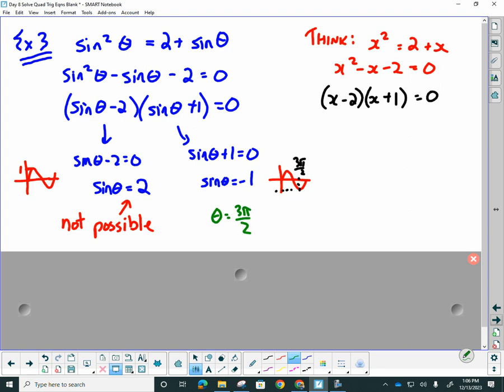So I didn't have to do much more in this because the numbers were either not possible or very simple. And so my solution set, there's only one possible answer to make this one true. 3 pi over 2. And in general, 3 pi over 2 plus 2n pi.